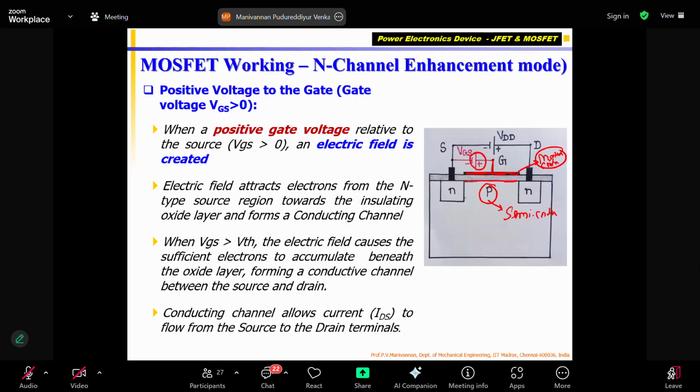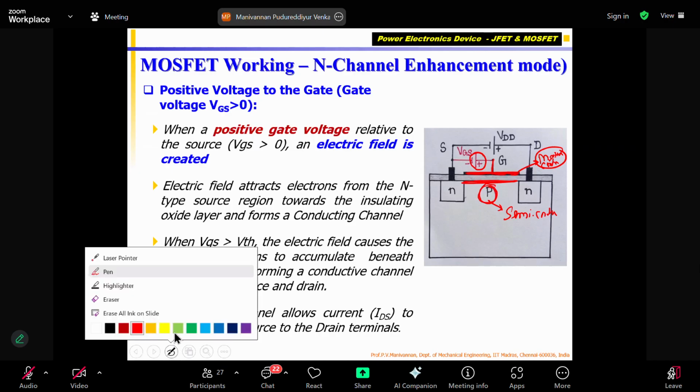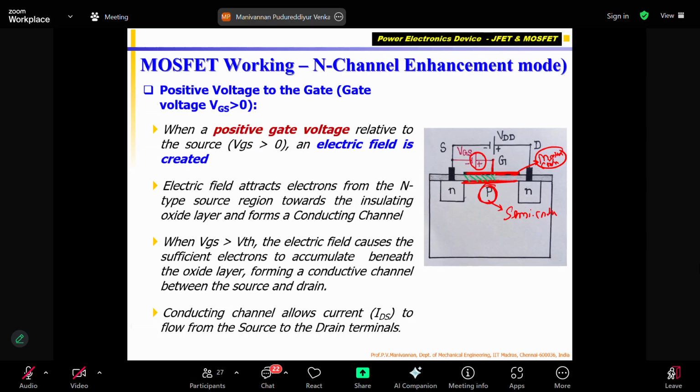There is a plate here, and there is a plate here. You think of the P material as a plate. What is in between? This one, the yellow one I am just marking, is an insulator. Correct? In a MOSFET, the gate metal contact is separated by an insulator from the P-type or N-type material, depending on the MOSFET. So there are two conducting materials separated by a dielectric. So can you think this is a capacitor? It works as a capacitor.